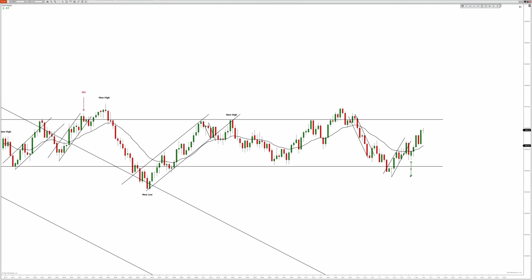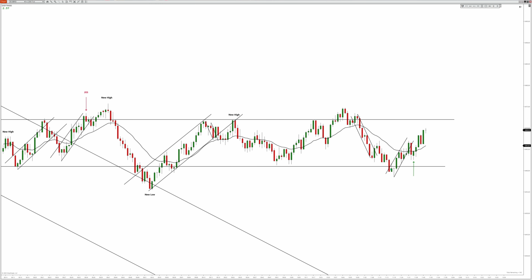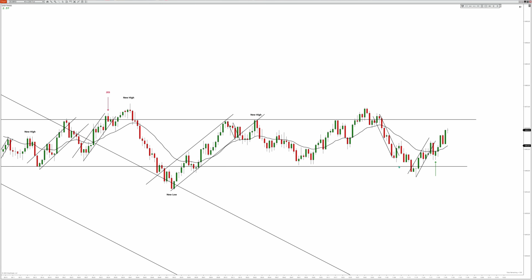Now that we're pushing back to the top, I'm hoping to get some kind of a short and then a lower high confirming it at the top of this range. You can see though, every time we break out of this trading range, it fails.